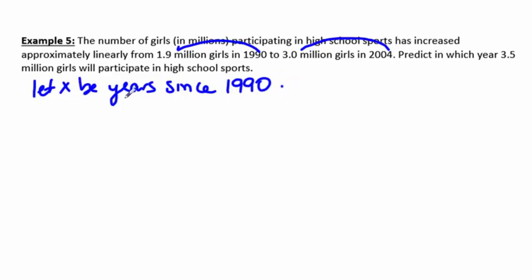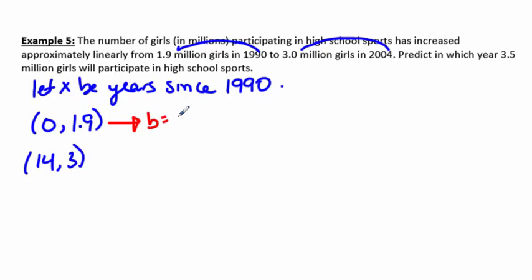So if X is years since 1990, the first ordered pair is 0, 1.9, and the second ordered pair is, 1990 to 2004 is 14 years, so 14, 3. Now, like I said, since we chose our starting year to be one of our year values, we already know the y-intercept, or the b value for the equation of our line. The b value is going to be 1.9.